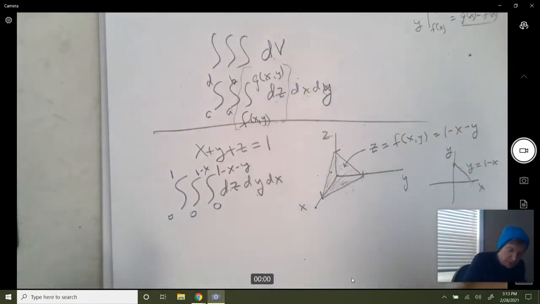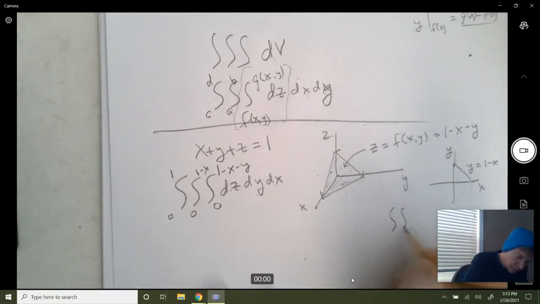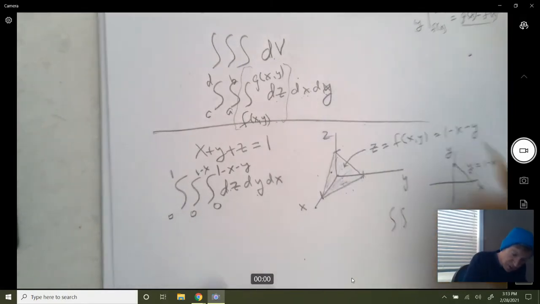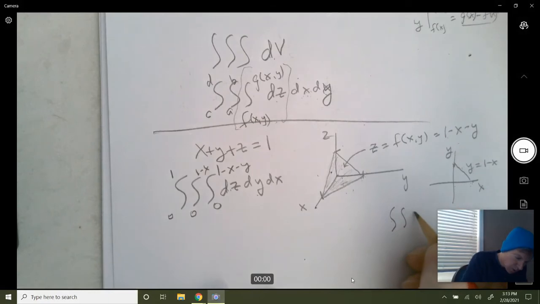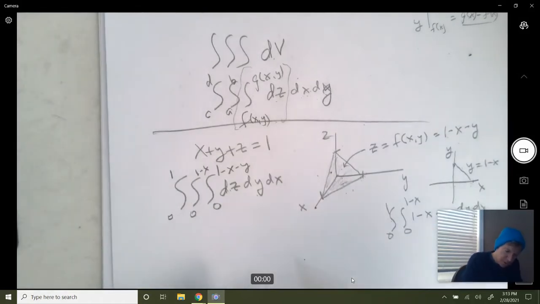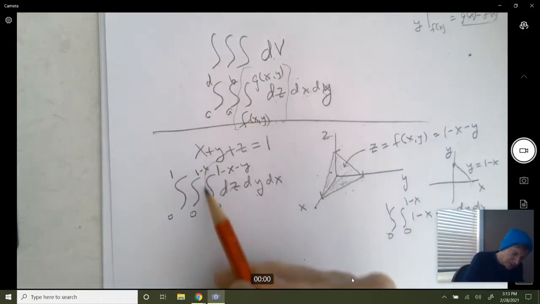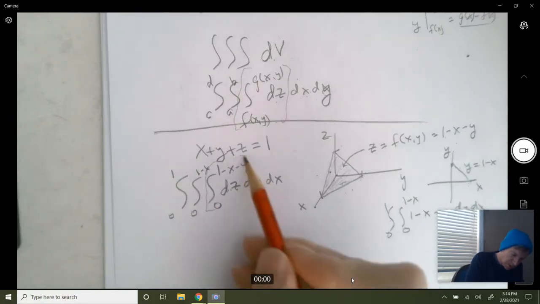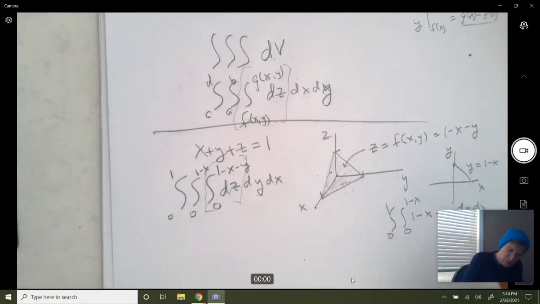Now, another way you could have done this is with a double integral of your function, which was 1 minus x minus y, dy dx, with y from 0 to 1 minus x, and x from 0 to 1. Okay, these give you the same thing. And you can see after you evaluate with respect to z, this thing turns into your integrand, and you end up with the same thing. Now, I want to talk about one more thing.